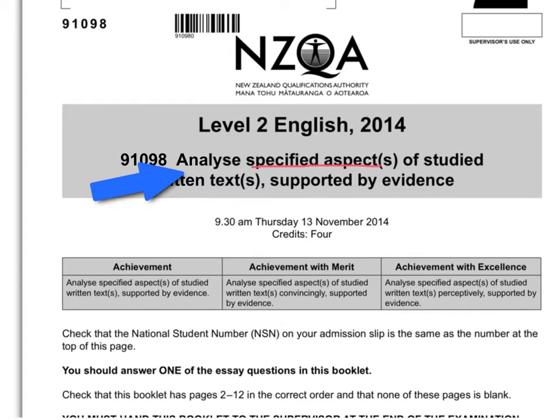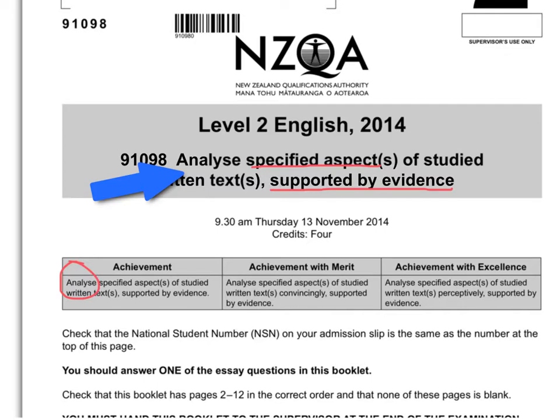Now, those specified aspects still involve character, theme, settings, all of those that you've experienced back in Level 1. Also, another similarity is that your answers must be supported by evidence. The use of quotes is essential here. To reach achievement in Level 2, you simply have to do this analysis. You have to analyse those aspects supported by evidence.